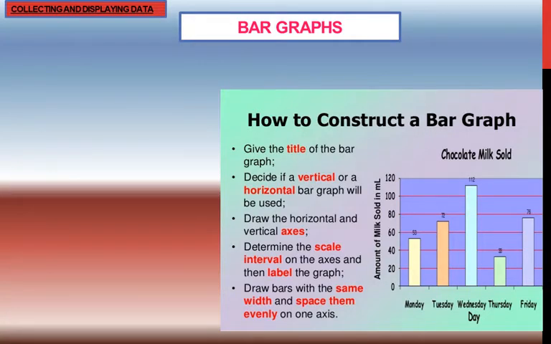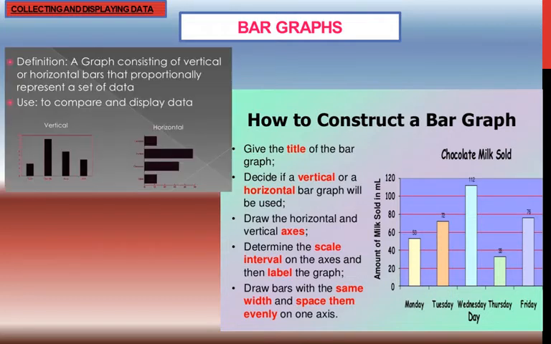Now the bar graph. I am going to explain here how you draw a bar graph. You already know it. We have two types of bar graphs. A bar graph is a graph consisting of vertical or horizontal bars that proportionally represent a set of data. So the bar graph can be vertical or horizontal. What is the purpose of a bar graph? To compare and display data.